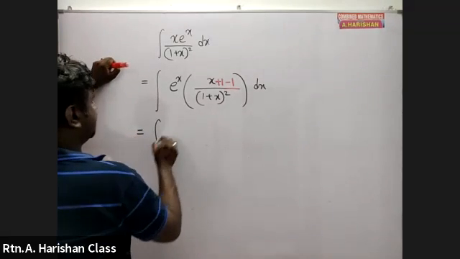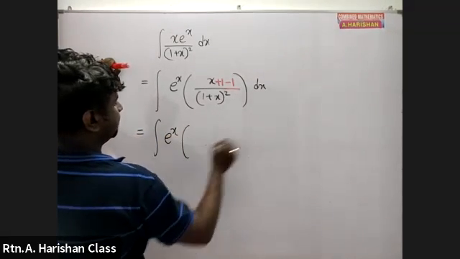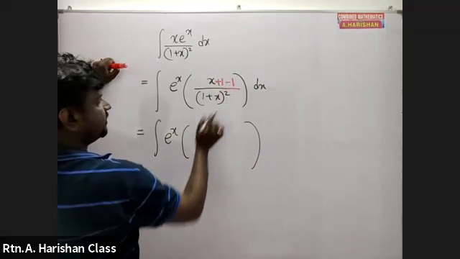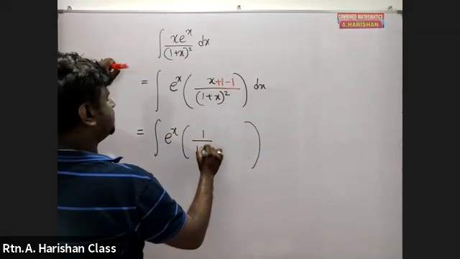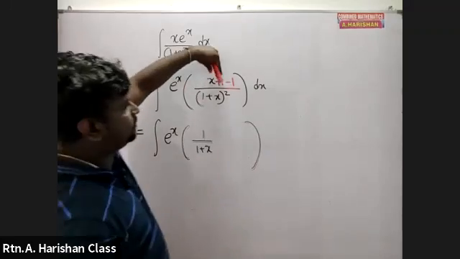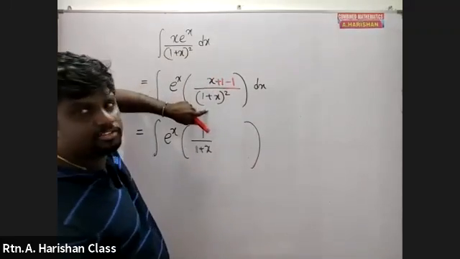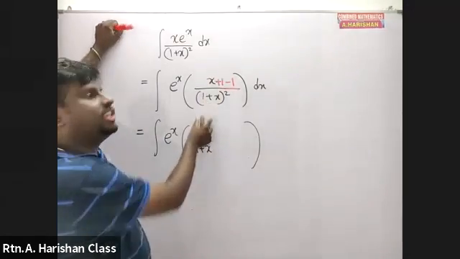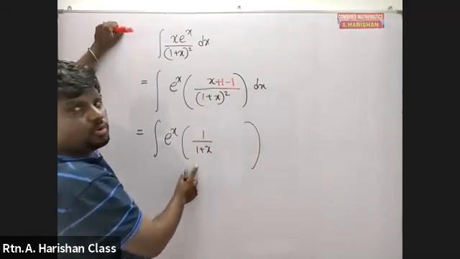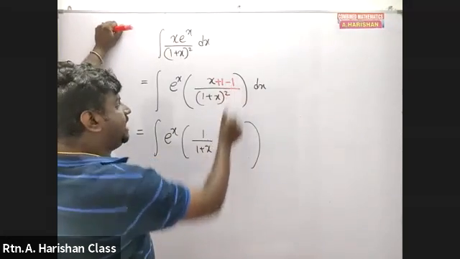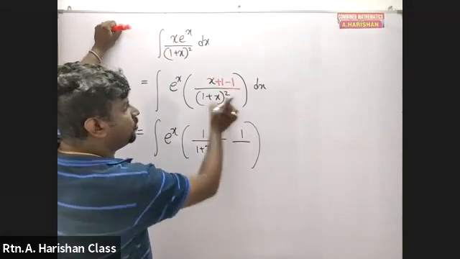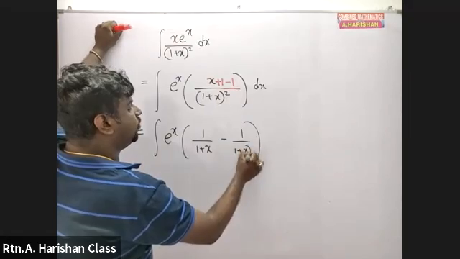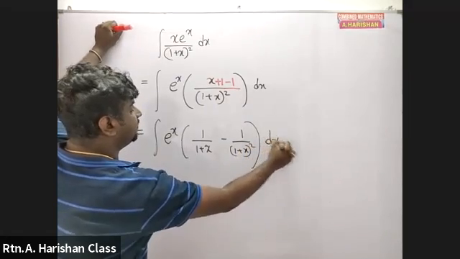Then easily you can write this as x plus 1 over 1 plus x whole thing squared, minus 1 over 1 plus x whole thing squared. That is 1 over 1 plus x, and minus 1 over 1 plus x whole thing squared dx.